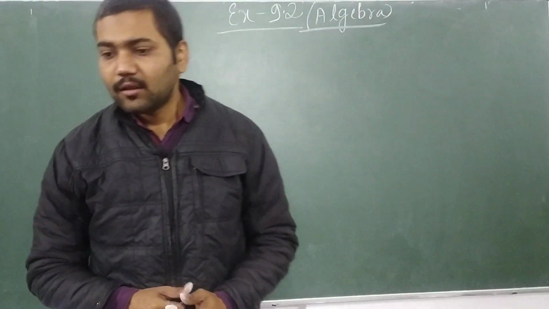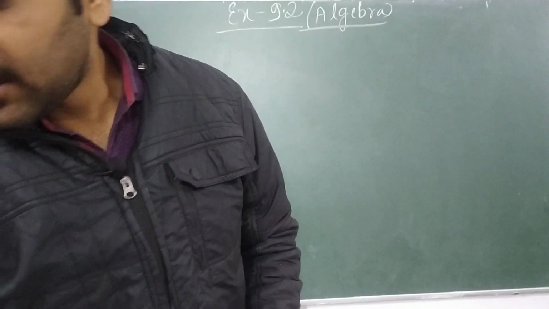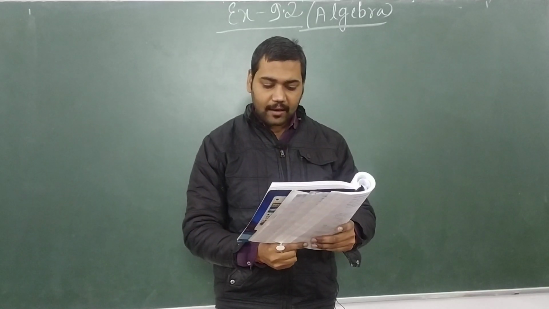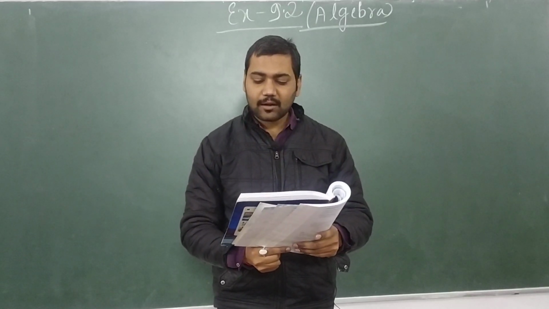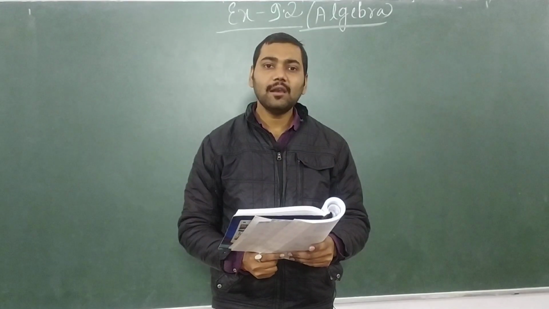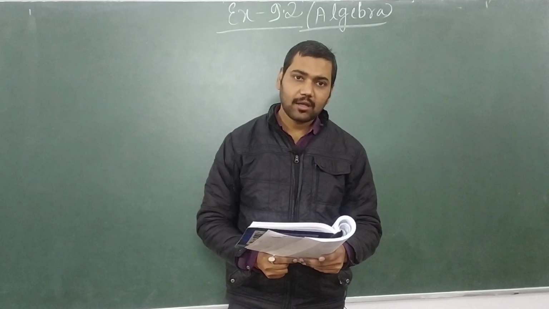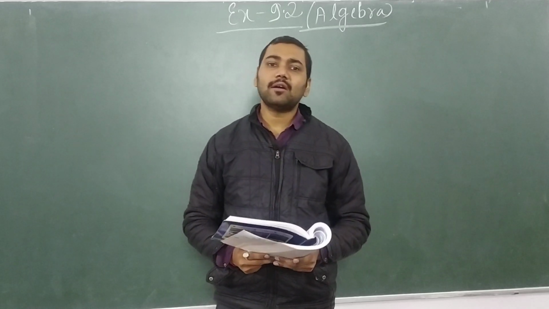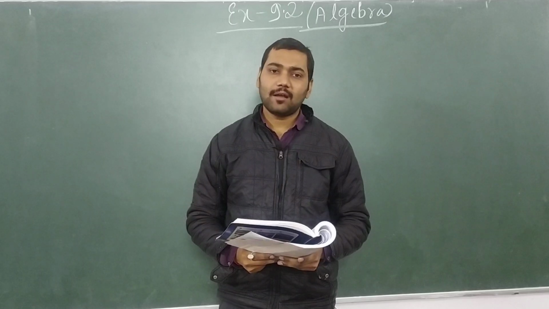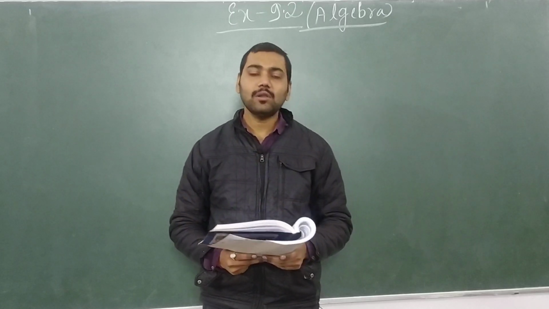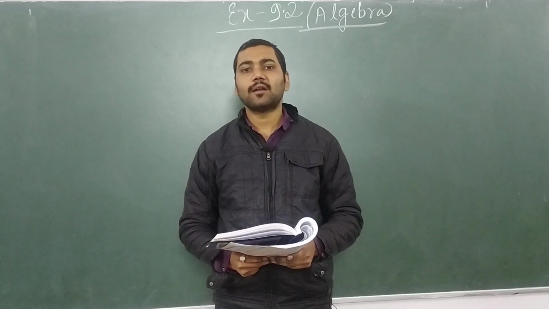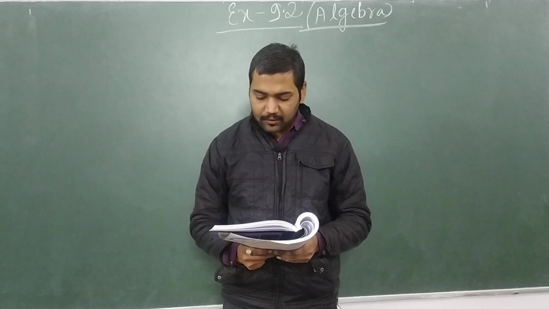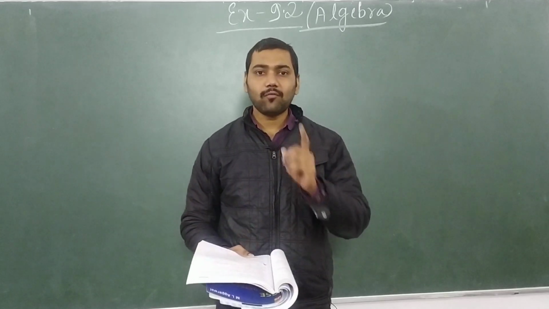Okay, see here, the first question in your exercise is: if the side of an equilateral triangle is L, then express the perimeter of the triangle in terms of L. We all know what an equilateral triangle is. Equilateral triangle means a triangle whose all sides are equal. In a triangle there are only 3 sides, so all 3 sides are equal.